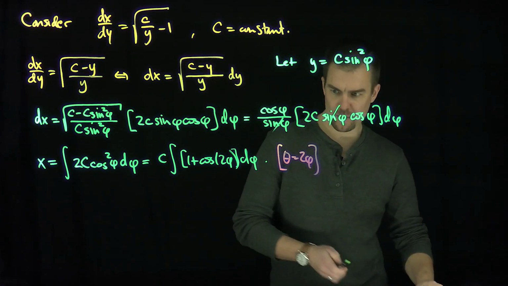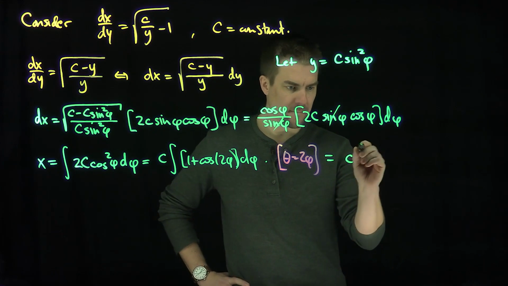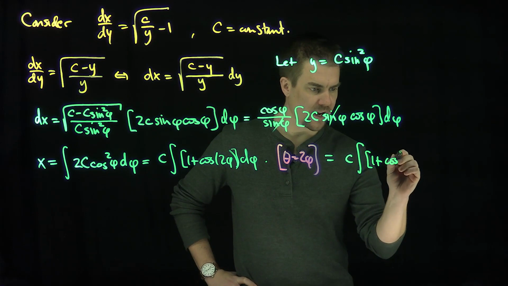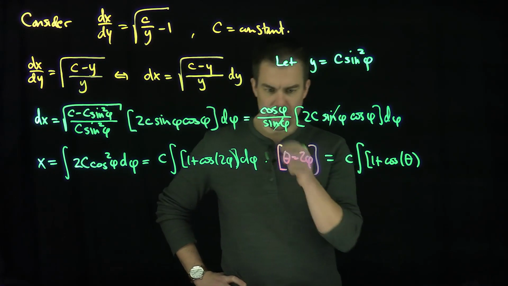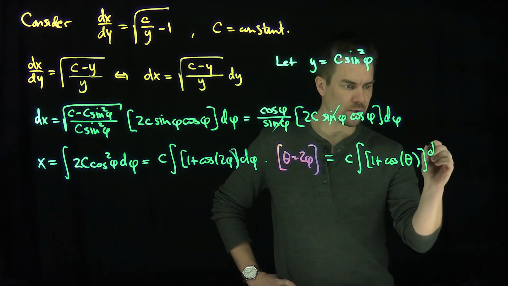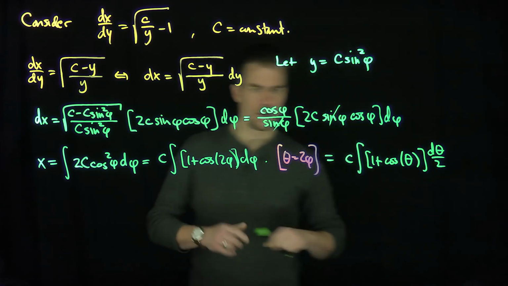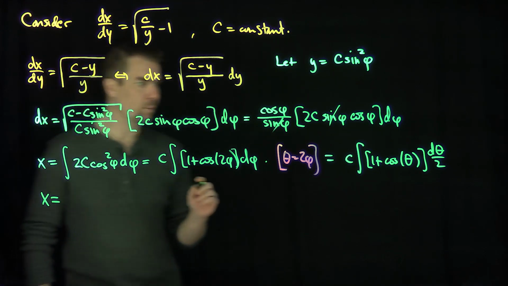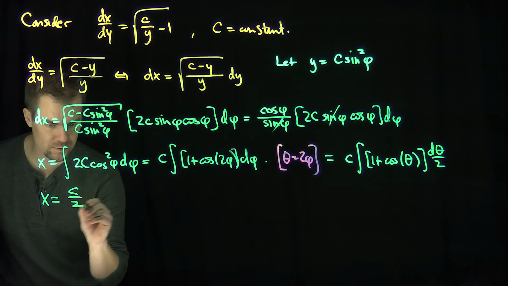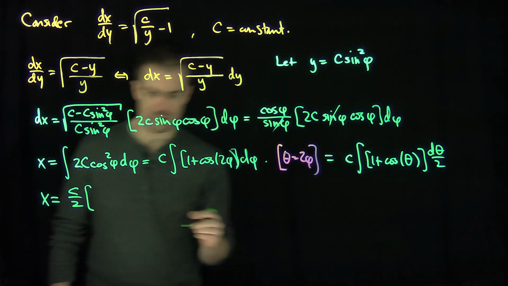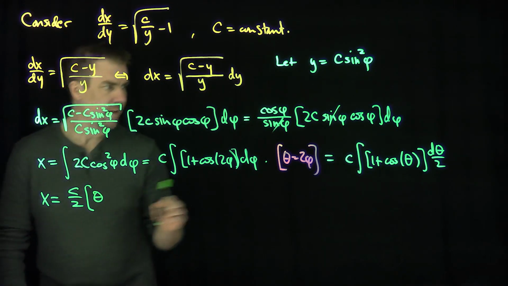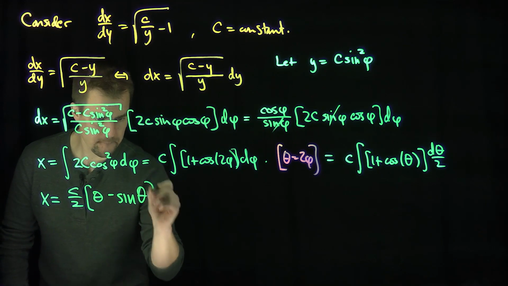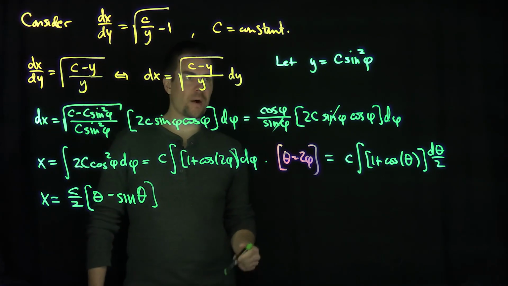If that's the case, then what does our integral turn into? It turns into c times the integral of 1 plus the cosine of theta, and d phi is d theta over 2. Now we can integrate this and figure out that x will be c over 2 times the antiderivative of 1, which is theta, and the antiderivative of cosine, which is negative sine. So I have negative sine of theta. And that's my x.